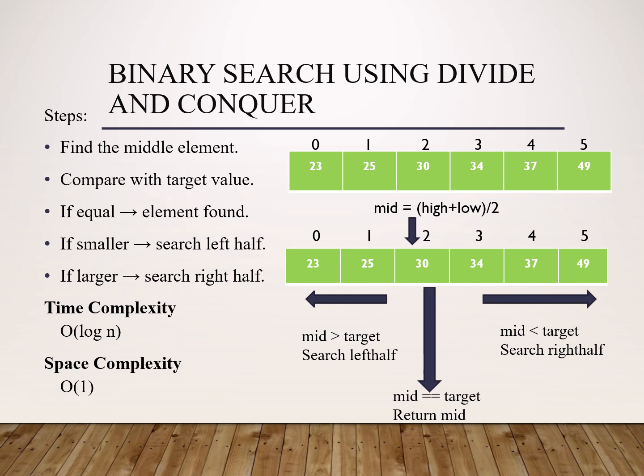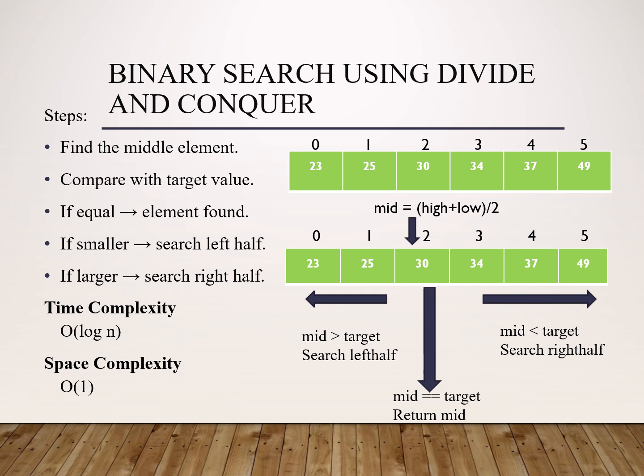Let's see an example. Binary search is one example of divide and conquer. Here we first find the mid of the array. For this we use a sorted array, because binary search is used on a sorted array. So we first find the mid element. For finding mid, the formula is (high + low) divided by 2, where high is the highest index value and low is the lowest index value. Using that we find the mid value.